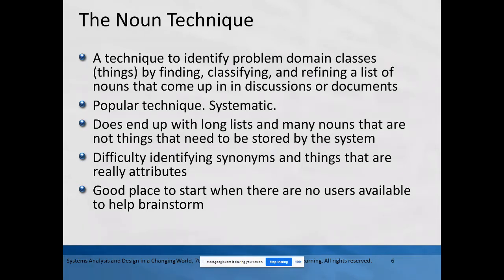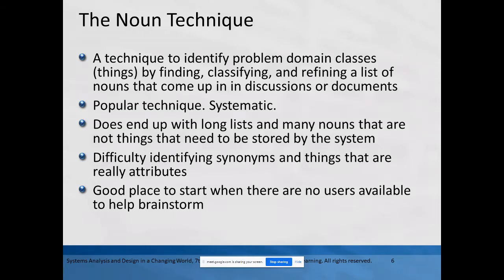This third point says that you could end up with very long lists and nouns that are things that don't need to be stored by the system. That's definitely a possibility, and I would say the newer the systems analyst is, the more likely you will be to have that type of situation. People with more experience tend to do it pretty well early on and don't have this problem as badly. You're always going to have to whittle it down. You're never going to have a perfect list right off the bat, but you definitely need to consider that early on in your career, if you end up doing something like this, it's going to be a long process after you've identified the nouns.